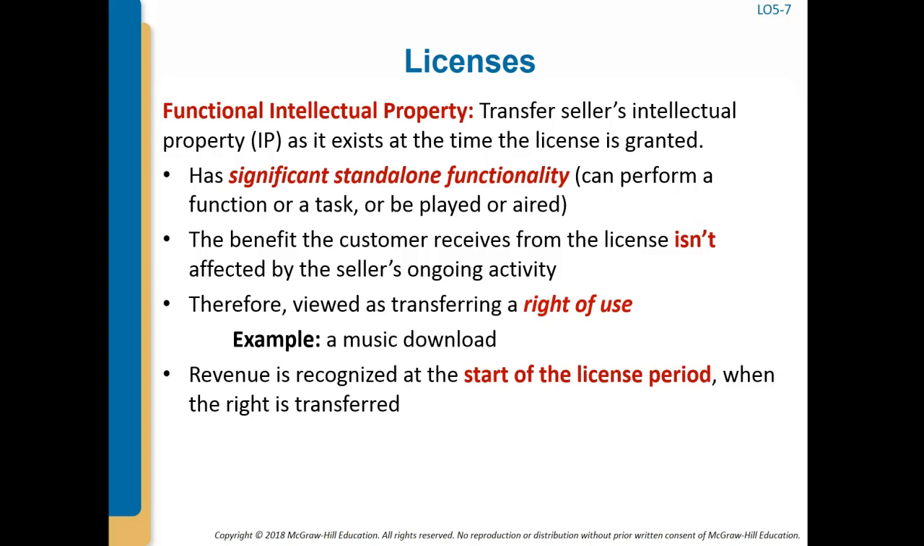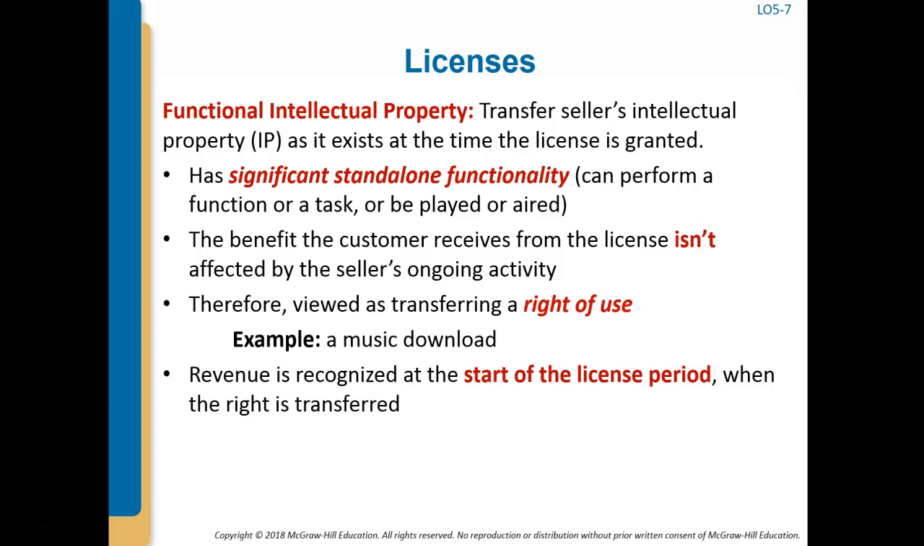Other licenses provide the customer with the right of access to the seller's intellectual property with the understanding that the intellectual property does not have significant standalone functionality. Rather, the seller will undertake ongoing activities during the license period that benefit the customer. The seller might make changes to the intellectual property over the course of the license, or could perform marketing or other activities that affect the value of the license to the customer. Examples of this symbolic intellectual property would include trademarks, logos, brand names, and franchise rights. For licenses of symbolic intellectual property, sellers recognize revenue over time because that is when they satisfy their performance obligation.